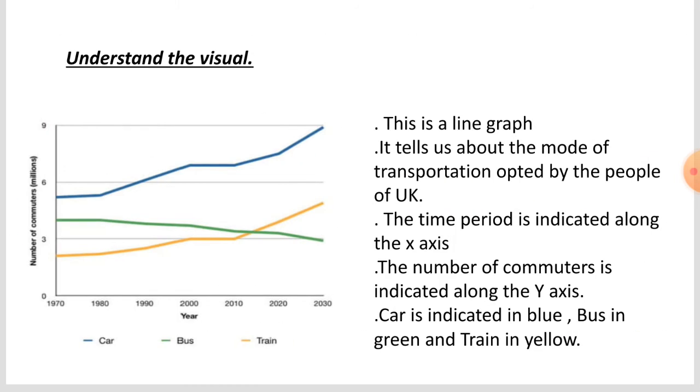First, let us understand the visual. This is a line graph. It tells us about the mode of transportation used by the people of UK. The time period is indicated along the x-axis. The number of commuters in millions is indicated along the y-axis. Now what else do we have? Car is indicated in blue, bus in green, and train in yellow.